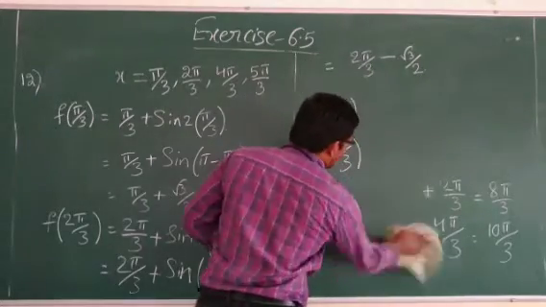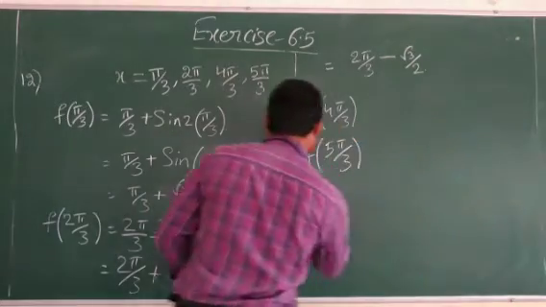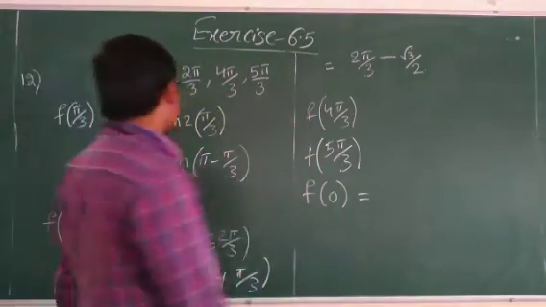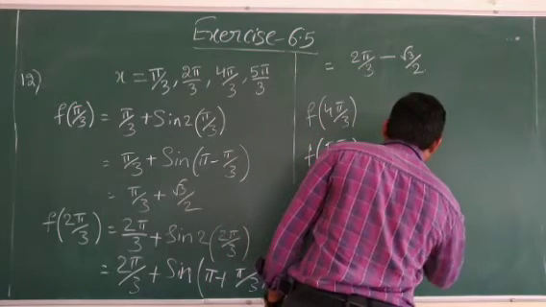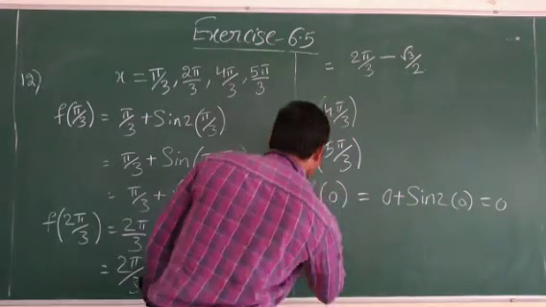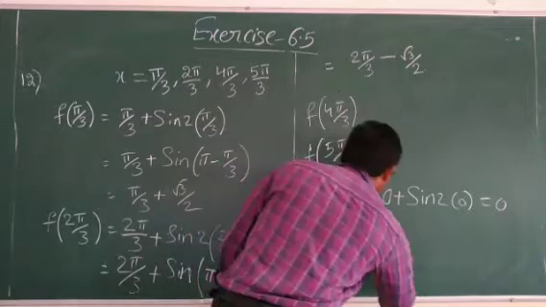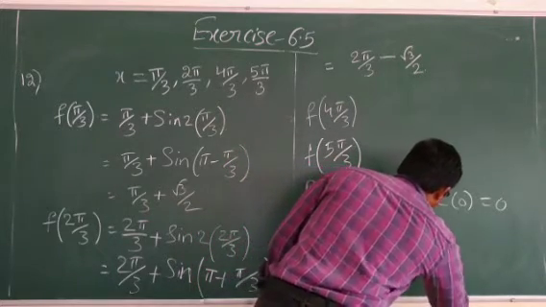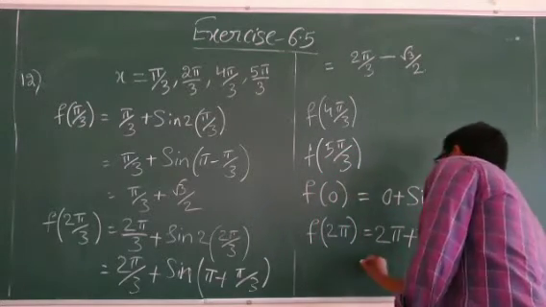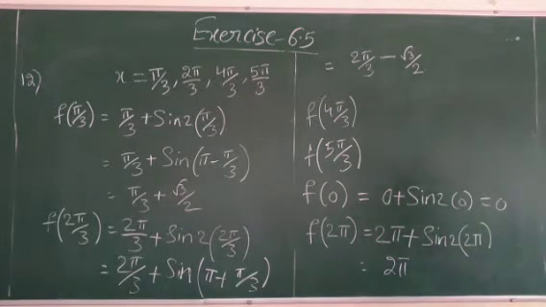these values, and along with this we need to consider the end points, that is we need to consider f at 0. So if you take f at 0, we get 0 plus sine of 2 into 0, which is equal to 0, and f at 2 pi, the other endpoint, so we get 2 pi plus sine 2 into 2 pi, this is equal to 2 pi, this will become sine 4 pi, which is equal to 0.